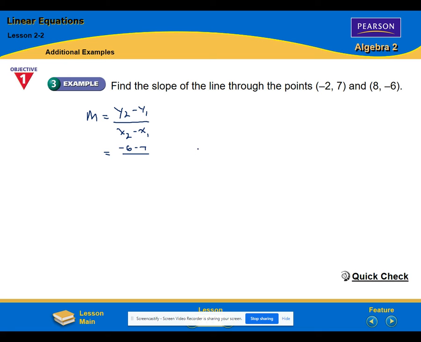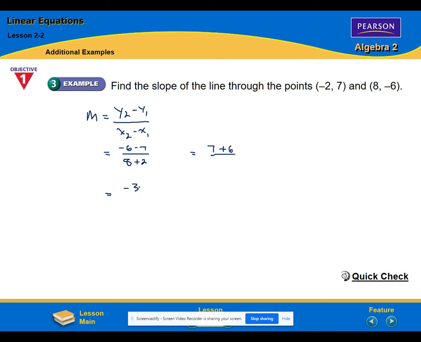Now, there would be nothing wrong in the world with going 7 minus -6, minus -6, right? Minus negative, do what I do: minus negative, just change it to plus. But depending on which way you've done that determines which way you're going to do the bottom. You have to do it in the same way. So I went -6 minus 7 on the first one. I'm going to go 8 minus -2.